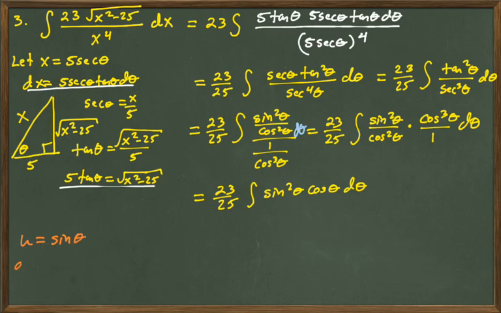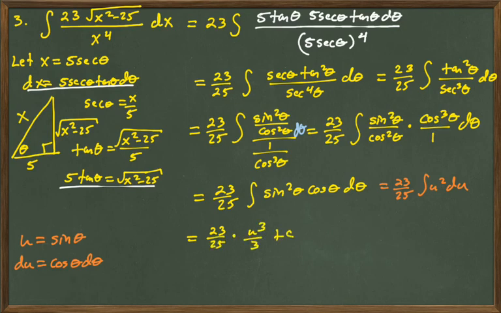So this is a nice easy u substitution problem. u is the sine of theta, du is the cosine of theta d theta. So it's going to be 23 over 25, integral of u squared du. So 23 over 25 times u to the third over 3 plus constant of integration. So 23 over 75 sine to the third theta plus c.